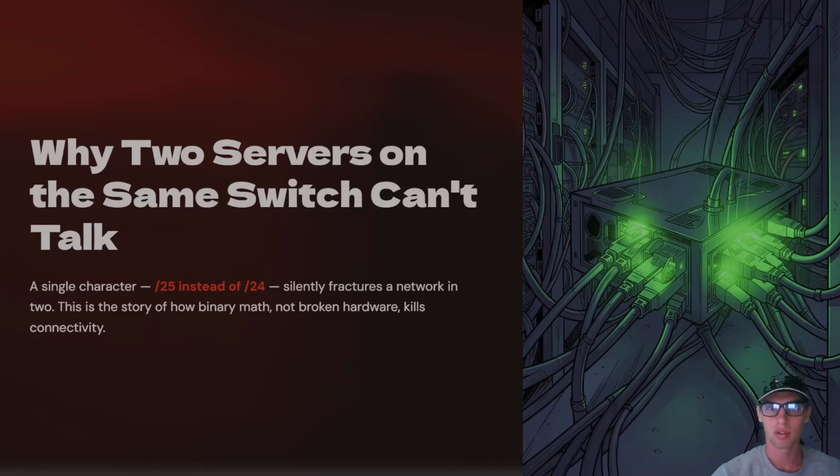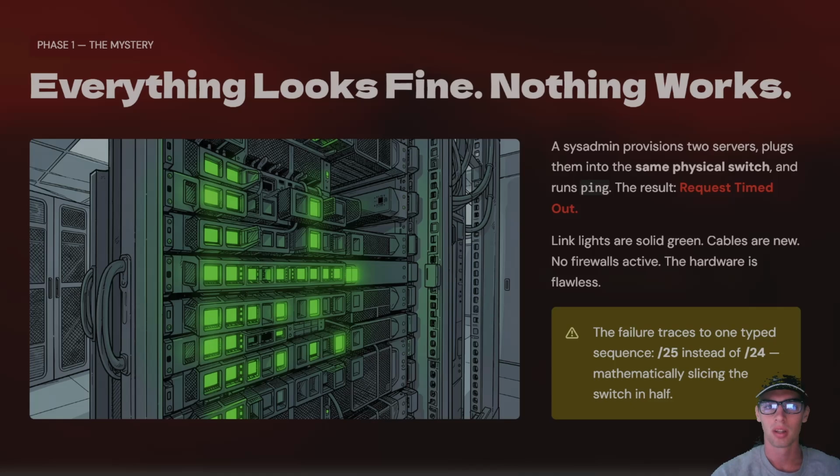A systems administrator provisions two local servers. He plugs them into the exact same physical network switch and then attempts to verify connection. He fires up a terminal and runs a standard ping utility. The request times out. The link lights on the hardware are solid green. The network cables are brand new, and there are no firewall rules active on either machine.